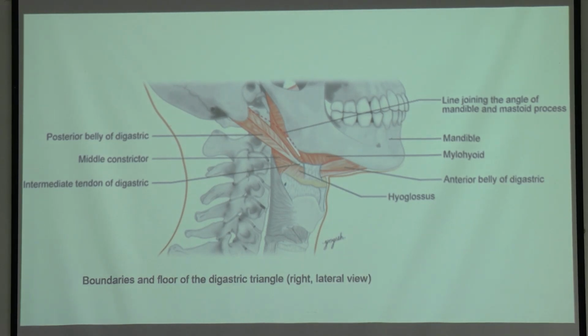So this is the boundary of the digastric triangle. In this figure we can see this is the lower boundary, this is the upper boundary. This is the mylohyoid, and we can find the middle constrictor muscle.